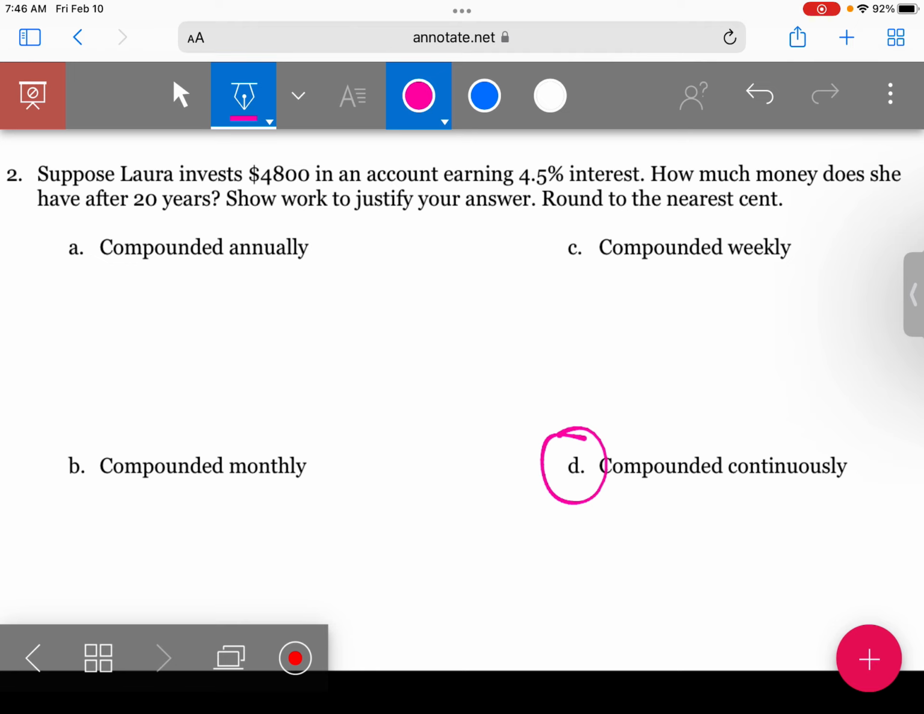Yes, formulas will be on the test. So once you've all turned in your bell work, we'll go over what the schedule is going to look like next week.